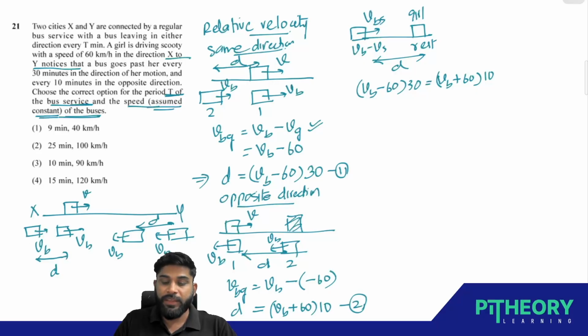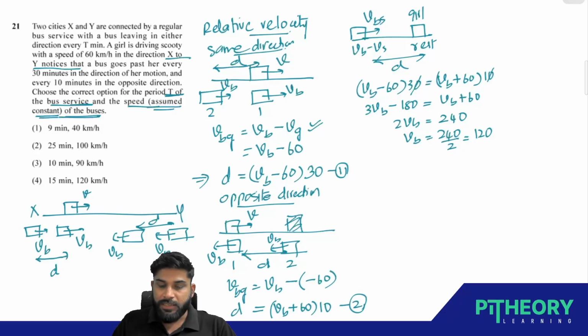See, here the time that we have taken, 30 and 10, is in minutes. I didn't convert it because it will get cancelled anyway, so there is no use, right? So I'm using it just like that. So we can write 3VB minus 180 is equal to VB plus 60. If I take the 180 to the other side, you get 240. 180 plus 60 is equal to 2VB. So VB is 240 divided by 2, which is nothing but 120.